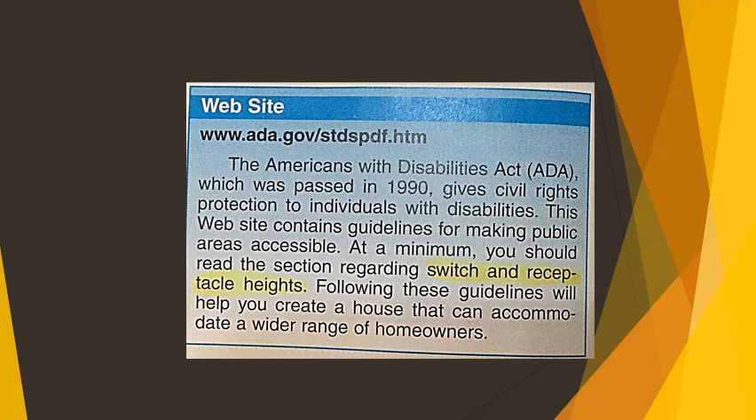An important website is www.ada.gov/stdspdf.htm, which is the Americans with Disabilities Act, or ADA, which was passed in 1990, gives civil rights protections to individuals with disabilities. This website contains guidelines for making public areas accessible.